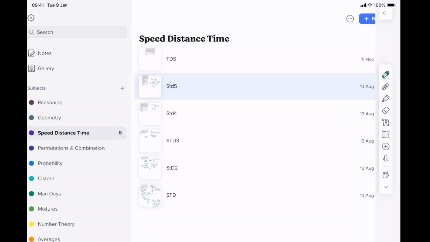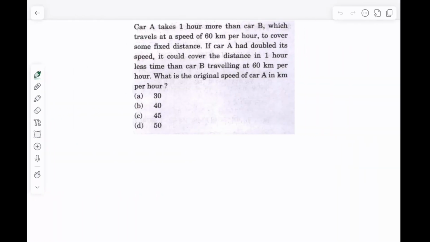Now let us look at another question which says car A takes 1 hour more than car B, that travels at a speed of 60 kilometers per hour, to cover the same fixed distance. If car A had double its speed, it could cover the distance in 1 hour less than car B. So again, there are two ways to solve a question: equation and values. So if I take a value, I know B is traveling at a pace of 60 kilometers per hour, right?